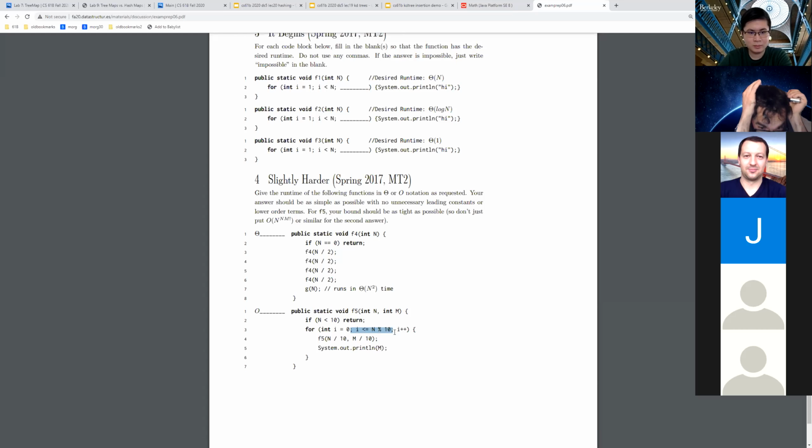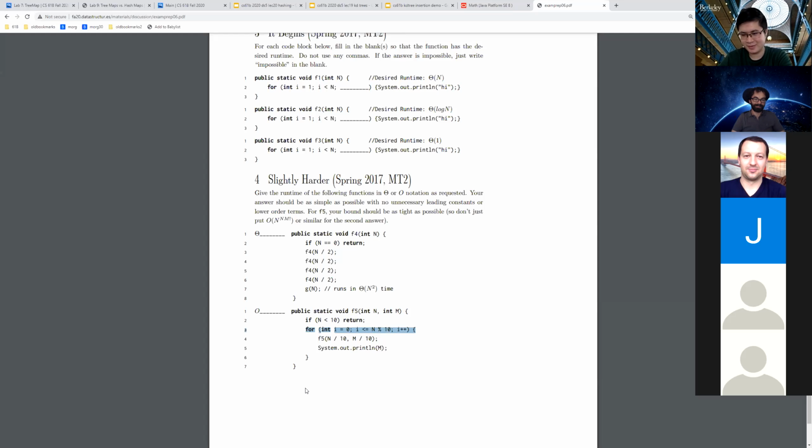Oh wait, never mind. I thought isn't n mod 10 always just the last digit? Yes. Sorry, I thought the problem was n dividing by 10 every time. No, it's dividing by 10 in the recursive call. You're right. It can only run a constant number of times. Yes. Okay, got it.